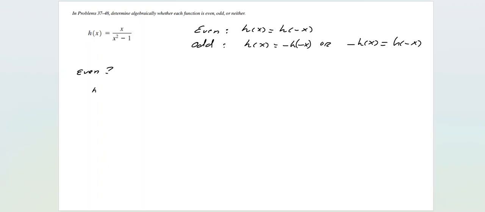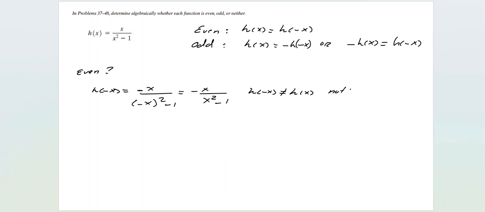So we find h of minus x. H of minus x, we substitute the x by minus x. So we get minus x over, then minus x squared minus 1. So minus x over, then minus x squared is going to be x squared minus 1. So is this function even? It's not even. Why? Because we see how here h of minus x is not equal to h of x, so not even, right?